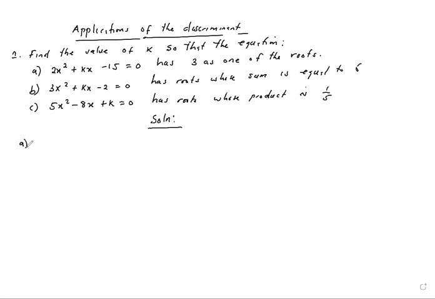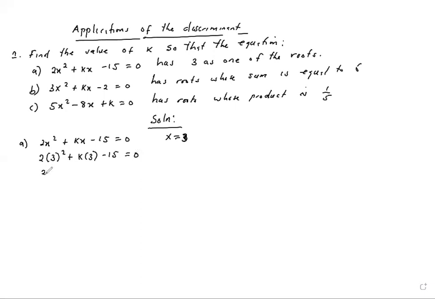So for A, find the value of k so that the equation 2x squared plus kx minus 15 is equal to 0 has 3 as one of the roots. Now, if 3 is a root, it means that when x is equal to 3, the equation must be satisfied, because the roots are values of x. So we substitute where there is x, we put 3 squared.